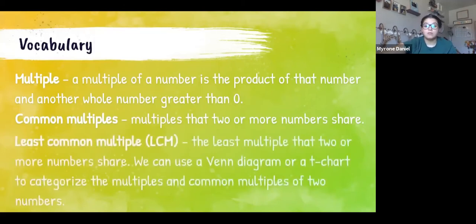And the least common multiple: the least multiple that 2 or more numbers share. We can use a Venn diagram or a T-chart to categorize the multiples and common multiples of 2 numbers. So the least common multiple is the first common multiple that 2 numbers share. And we'll see more in further slides that we have in our lesson that really show the example of least common multiple.